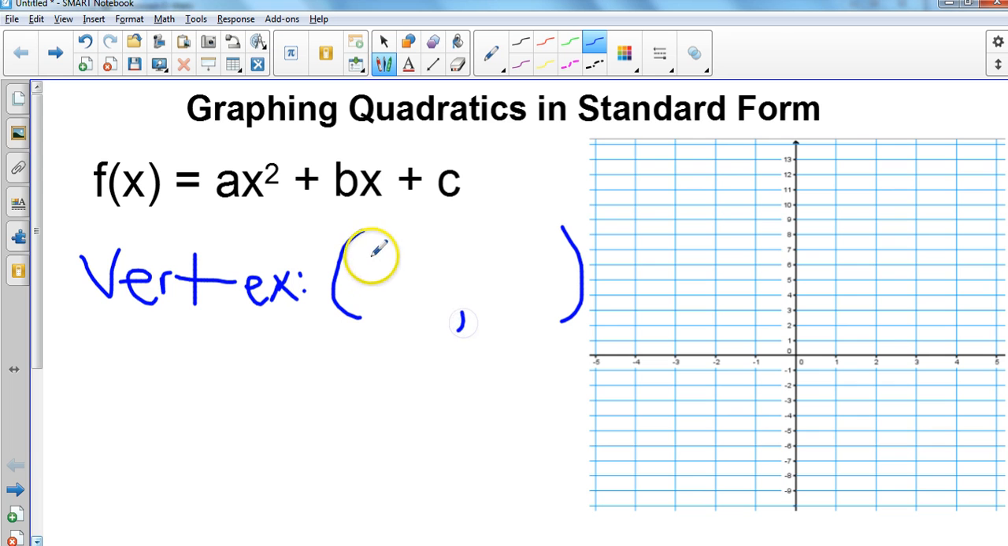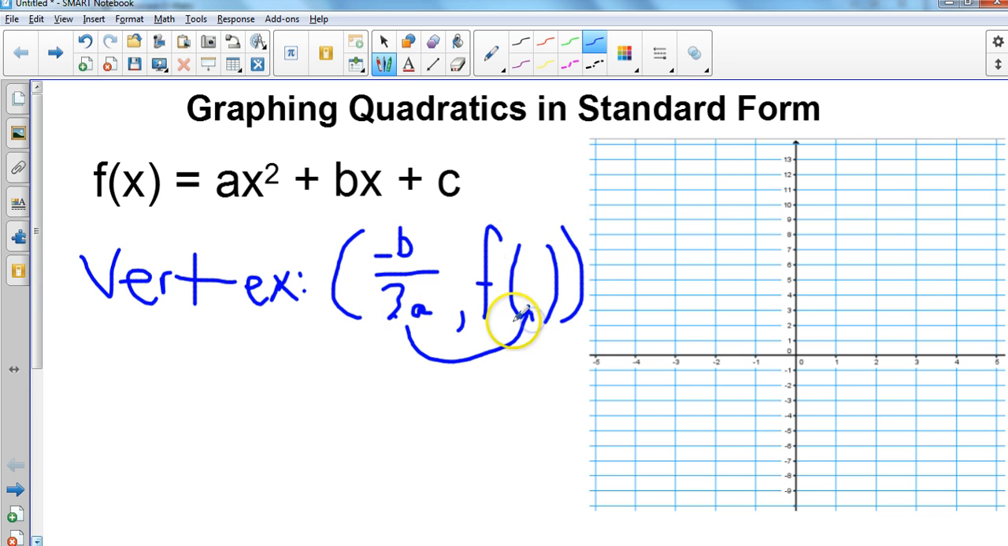The x coordinate is going to end up being the opposite of the b coefficient divided by 2 times a, so 2 times our a coefficient. And then we take that number and put it into our function. So we put that opposite of b over 2a into our function and evaluate it. This is the output that we would get.